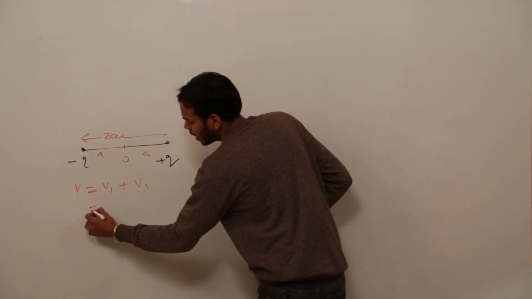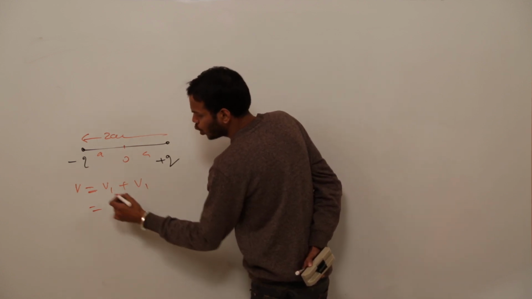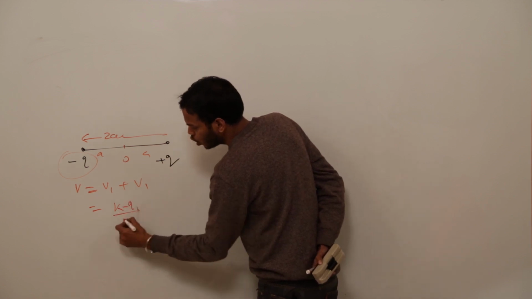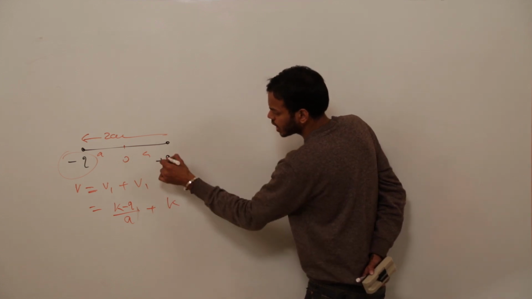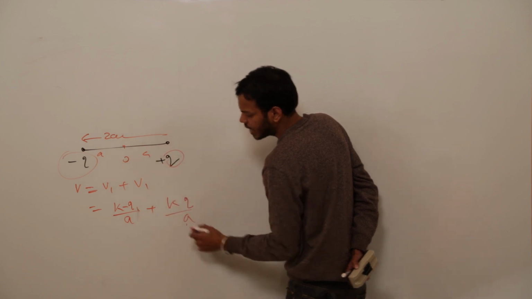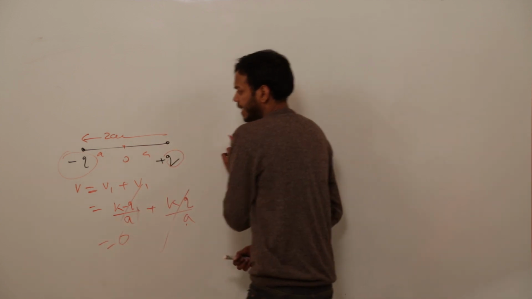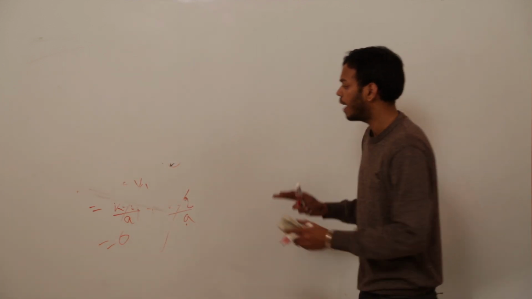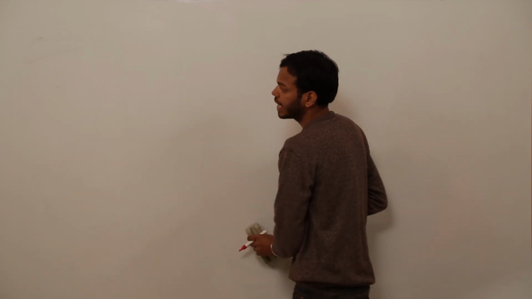In the meanwhile, V1 plus V2. V1 is k q1, instead of q1 it is minus q, upon distance a, plus k q2, which is plus q upon distance to the center, which is a. It cancels out, 0. Electric potential, for the final time, is a scalar quantity, and you have to consider the sign of the charge whenever you do a numerical or derive an equation.